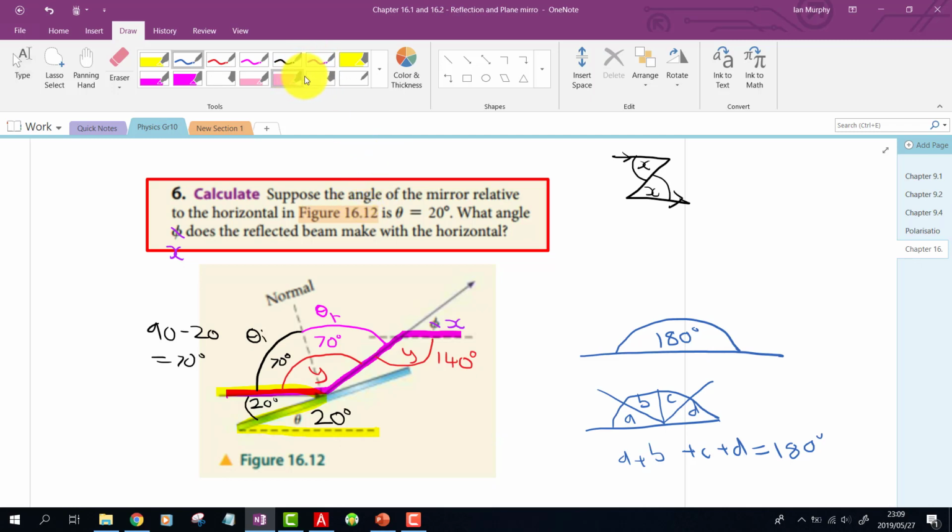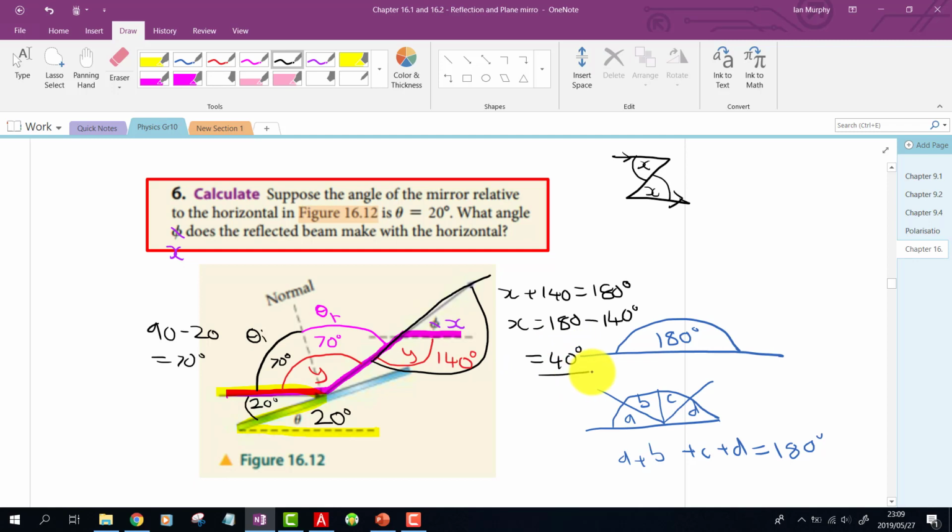Let's use black. So that angle right here is angles on a straight line. That means that x plus 140 will be equal to 180 degrees, which gives us that x is equal to 180 minus 140, and that's going to give us x is equal to 40 degrees. Remember your unit, and this is your answer.